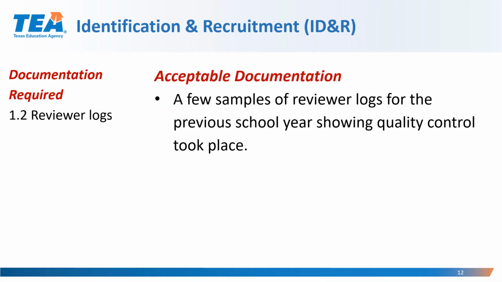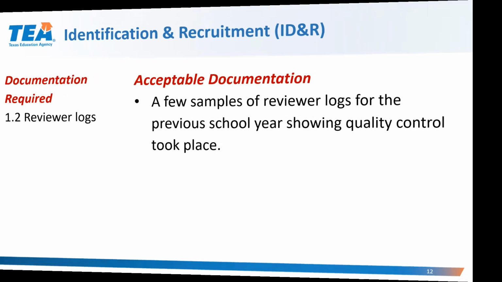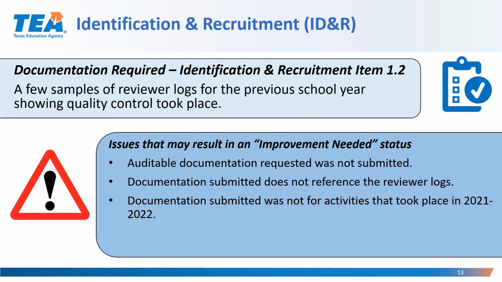Item 1.2, reviewer logs. The acceptable documentation for this requirement is a few samples of reviewer logs for the previous school year showing quality control took place. Again, for item 1.2, the acceptable documentation is a few samples of the reviewer logs for the previous school year showing quality control took place.